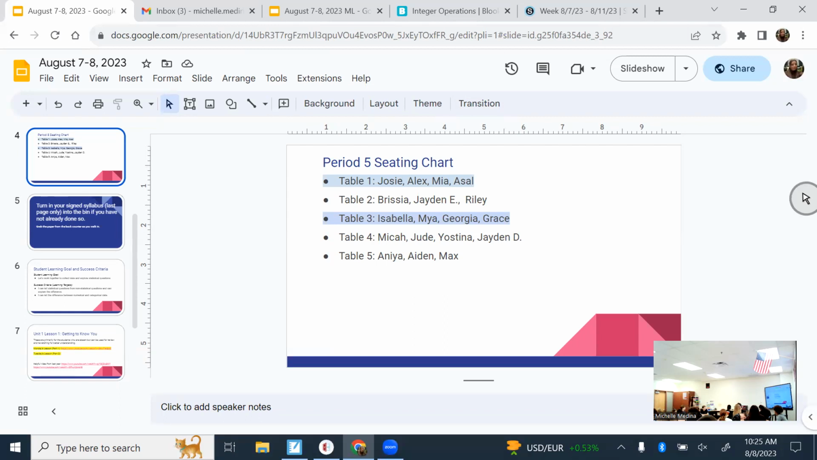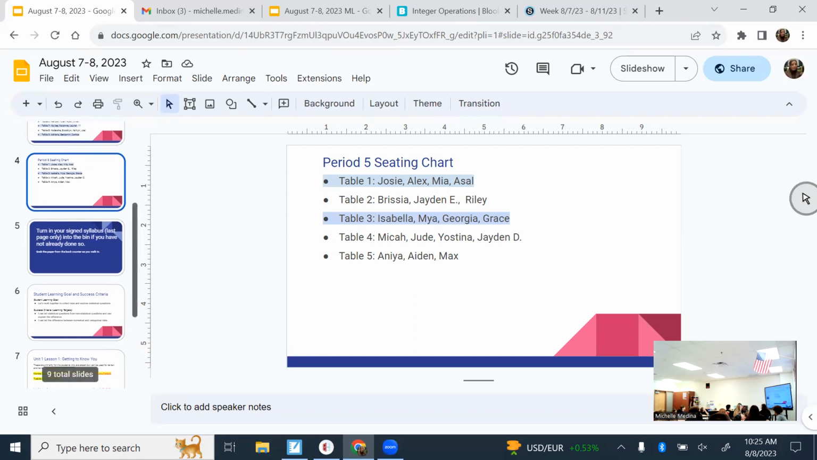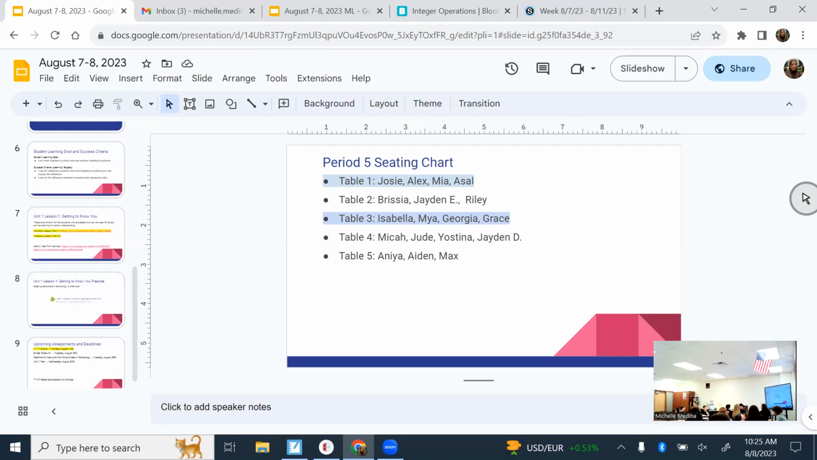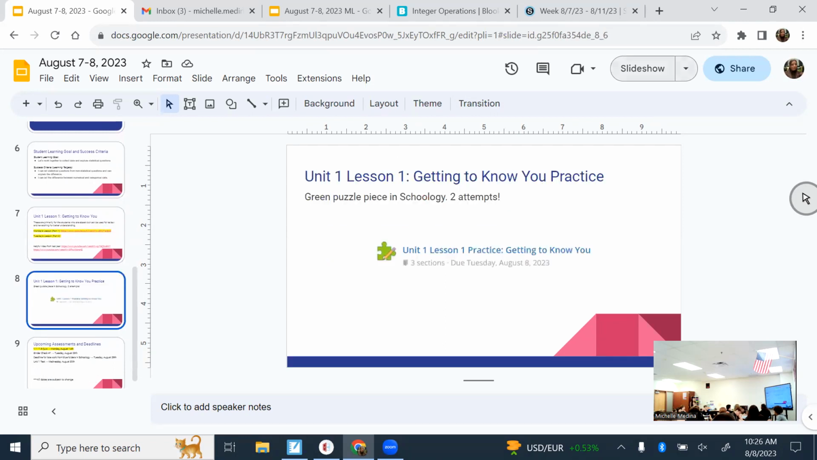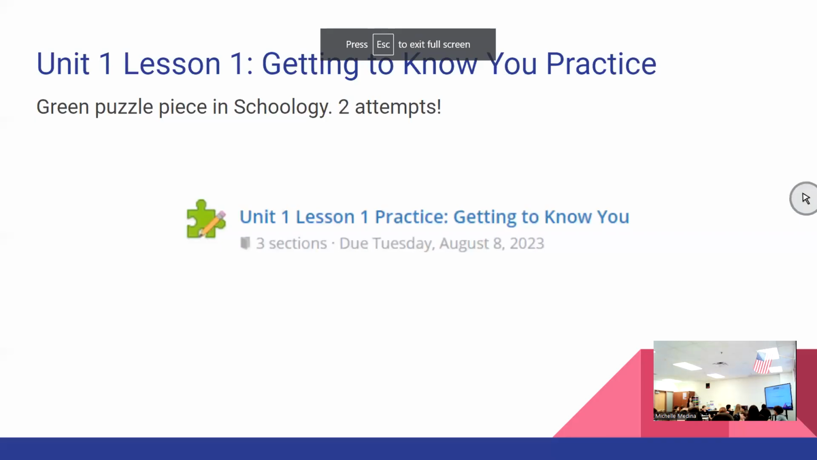Your assignment, which I always talk about in the slides, or you could always find it in the slides if you're ever confused, is a puzzle piece in Schoology. It's literally 3 questions. You can get it done right now in these last 4 minutes that we have, and then you won't have homework. Regardless, you need to make sure that you do it so that you're ready for the quiz, which is on Monday. Questions, comments, concerns?